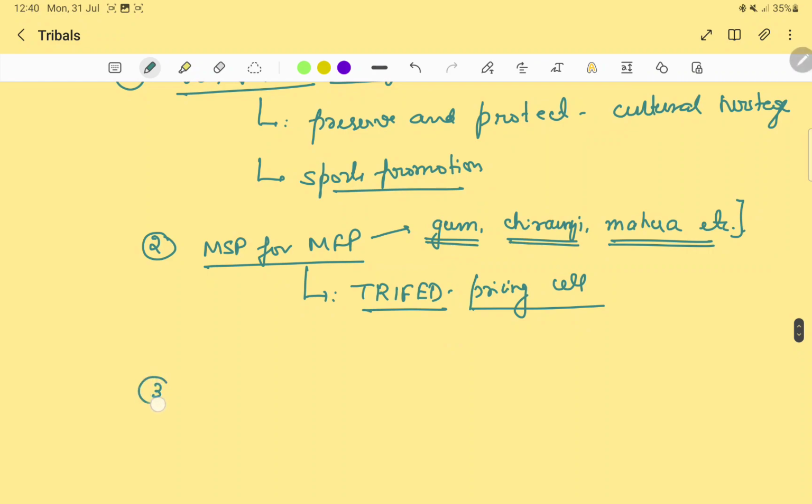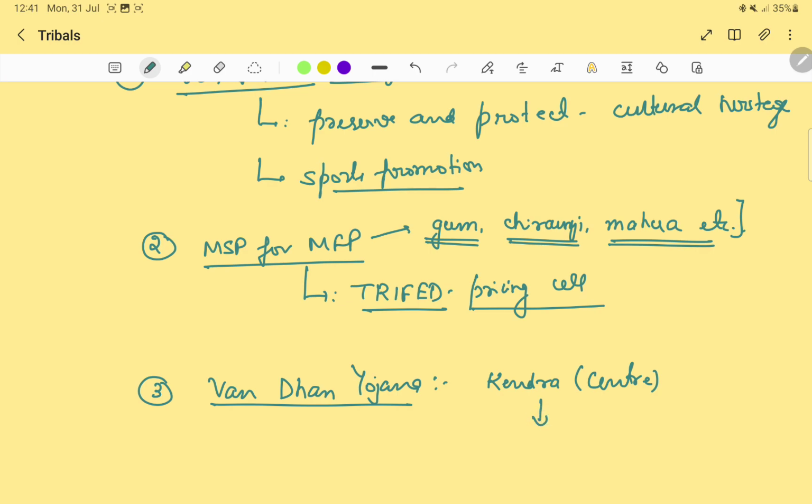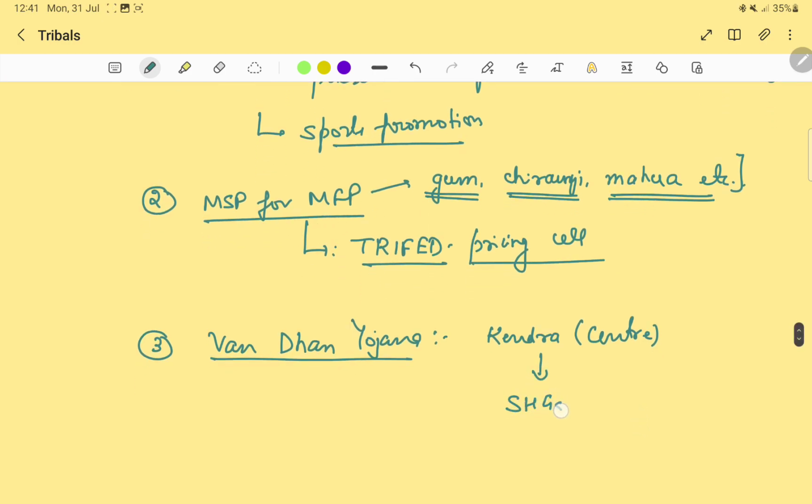Then they also have the scheme called Van Dhan Yojana. Basically, under Van Dhan Yojana, kendras are being set up, which will form SHGs. Kendras means centers. Centers will be set up, which will promote the formation of SHGs. SHGs means self-help groups. About 10 to 12 tribals will be included in one self-help group.